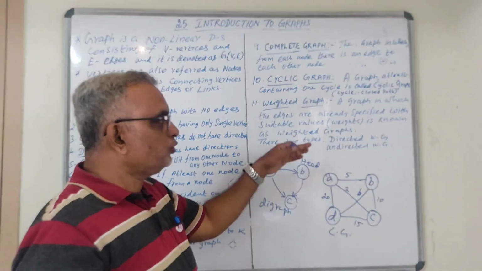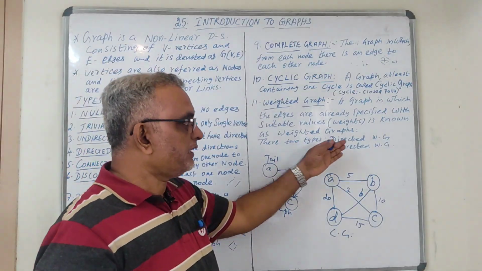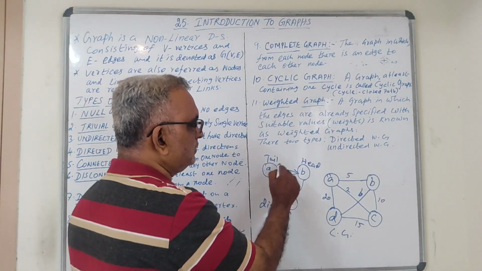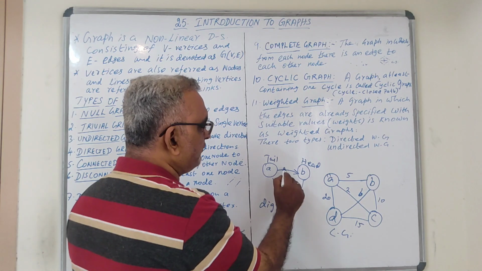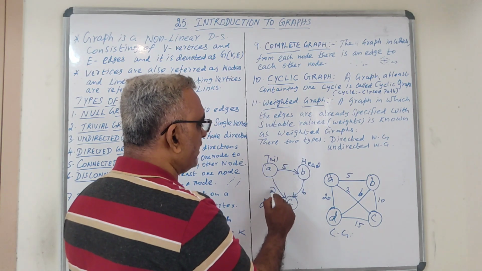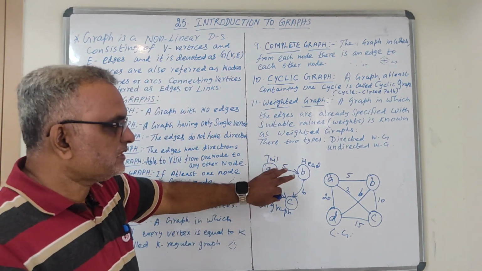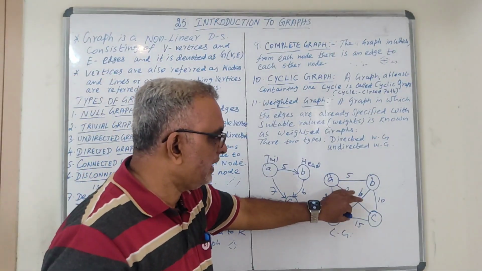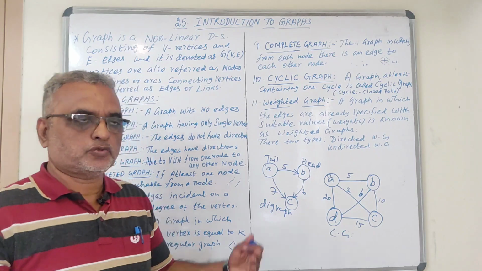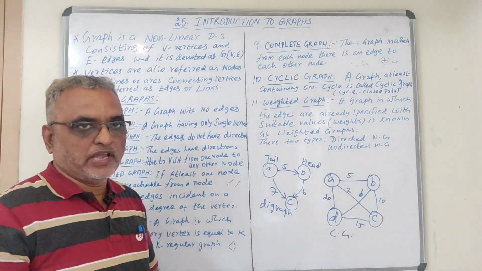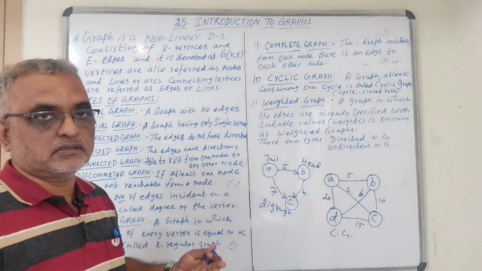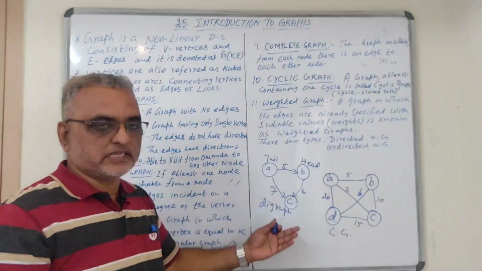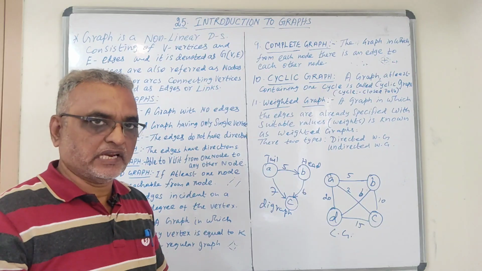We have 2 types of weighted graphs: a directed weighted graph and an undirected weighted graph. Directed in the sense that it is a directed graph, and let us consider we have weights like this. So it is a directed weighted graph, and this is an undirected weighted graph. I hope you understood the concept. In this video we have discussed what a graph is and what the different types of graphs are, and I also gave examples of different types of graphs.